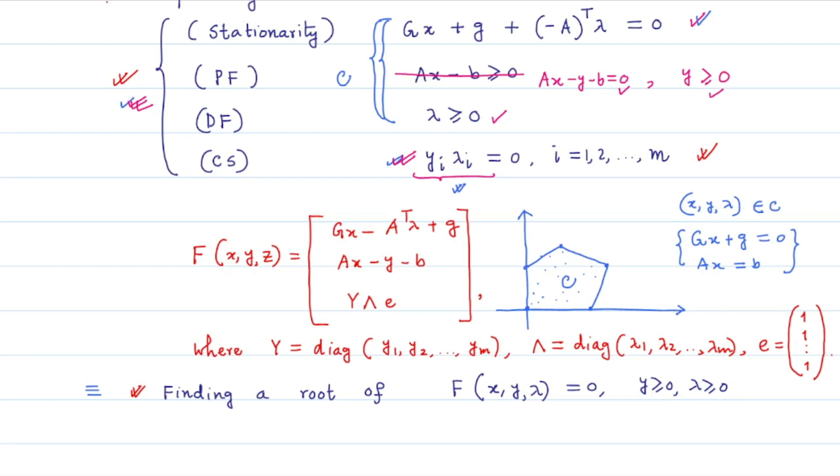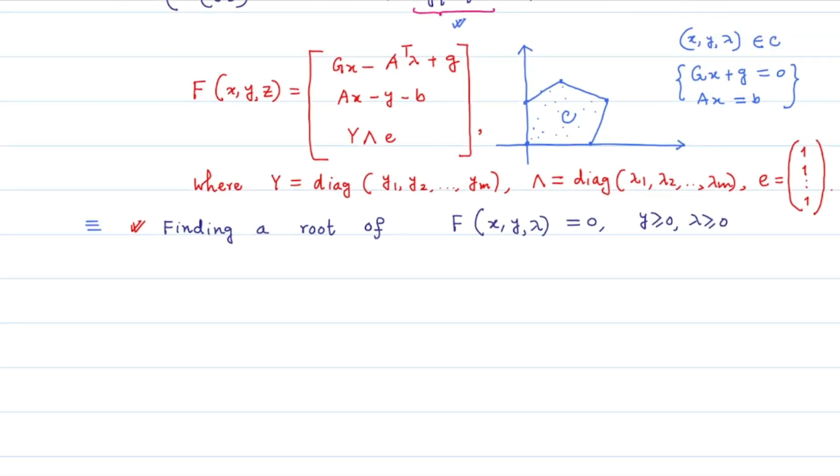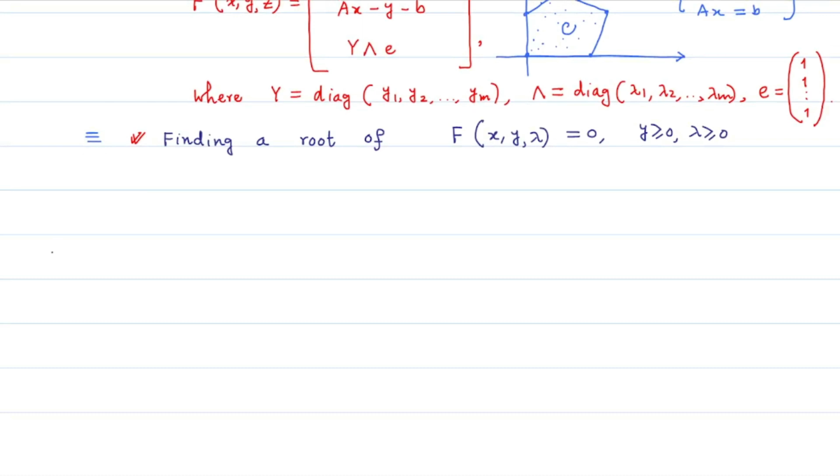Now here a question would come: how to find the solution of this equation? This is a vector equation. It is not just an equation where on both sides we have real numbers. It is not like that. It is a vector equation. We have many components in capital F, and therefore to find a solution of this equation we can employ one of the root finding methods, like you may employ Newton's method to find a root of a nonlinear system of equations.